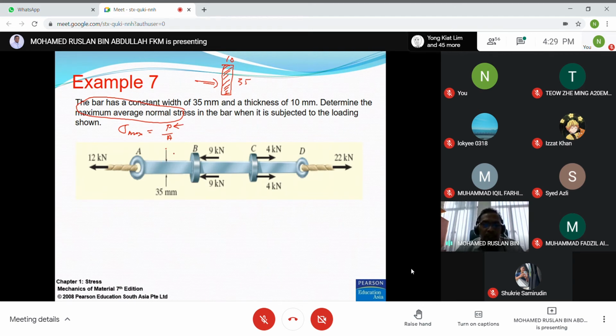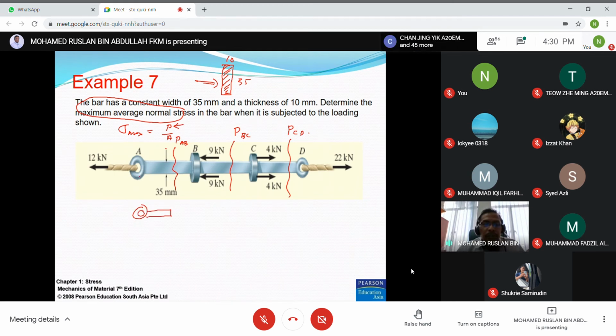You can cut here, and from here you can determine the P force between point A and point B. Here you can determine the P force between B and C, and cutting here gives the normal force between C and D. You can start from A to D or from D to A. It doesn't matter, it's the same. Let's say I start from here.